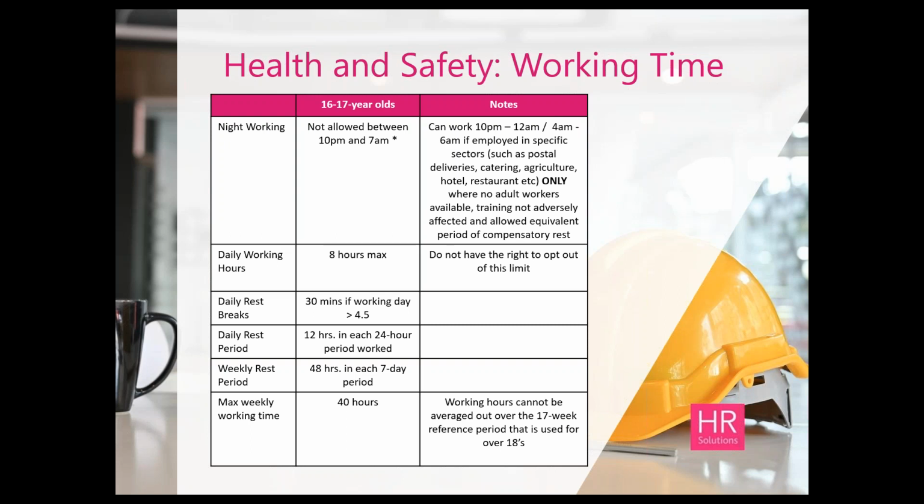You then have limits in terms of your daily working hours. Where somebody over the age of 18 can opt out of this, young workers, those up to the age of 18, cannot. So they're allowed to work 8 hours max. Their daily rest breaks should be 30 minutes if working longer than a 4.5-hour day, and a daily rest period of 12 hours in each 24-hour period worked, with a weekly rest period of 48 hours in each 7-day period. And they have a maximum weekly working time of 40 hours.